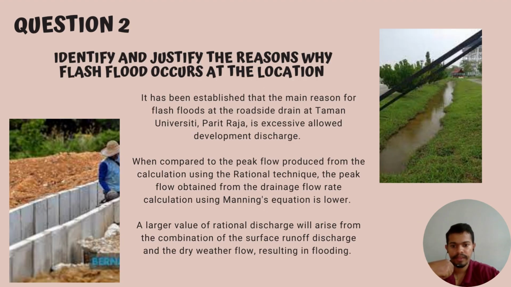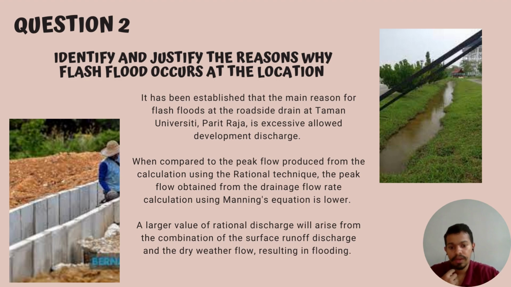As for the second question, to identify and justify the reason why flash flood occurs at the location, it has been established that the main reason for flash flood and road closure during rain at Taman University Pari Raja is the excessive development discharge. When compared to the peak flow produced from the calculation using the rational technique, the peak flow obtained from the drainage flow rate calculation using the Manning equation is lower.